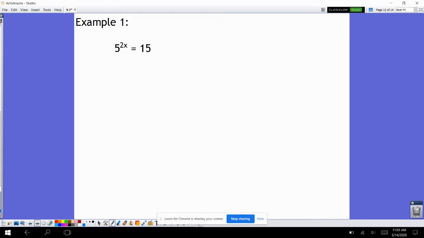So our first example, 5 to the 2x equals 15. We know that 2x needs to get out of the exponent, and the only way we can do that is by taking a logarithm of both sides. So in this step, you have two options. You can either take the natural logarithm or you can take the common log. It does not matter which you choose as long as you do the same to both sides.